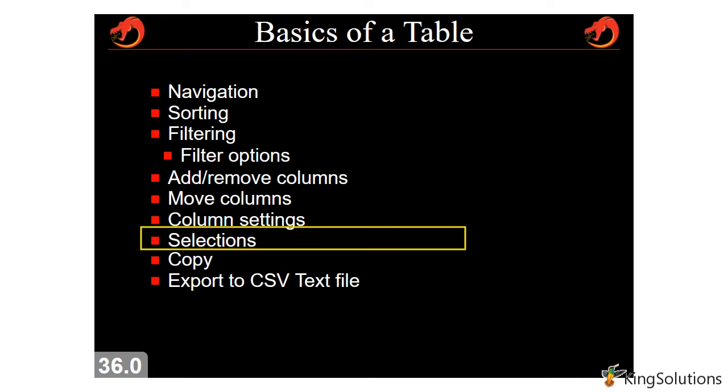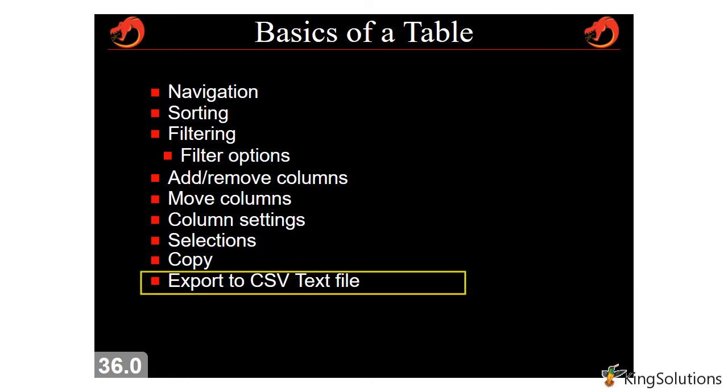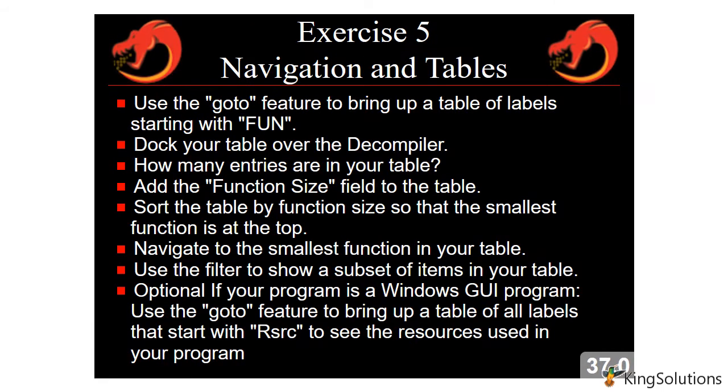Selections. You can make selections in the listing by selecting rows from the table and choosing right-click Make Selection. Copy. You can select rows and copy text to paste in any editor such as Notepad, Ghidra Comment, etc. Export to CSV text file. You can also export a table selection to a comma-separated value text file.